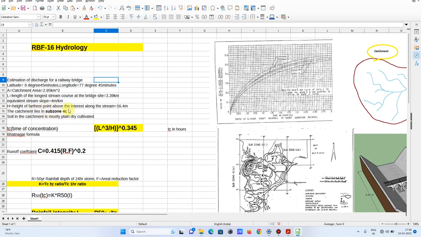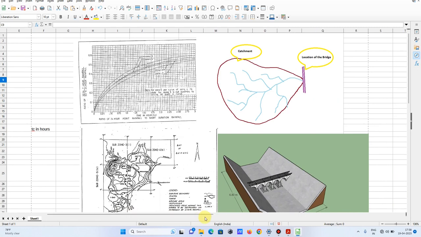The height of the farthest point above the intersection along the stream is 16.4 meters. They are telling us that the difference between the longest flow point and this bridge intersection is around 16.4 meters. That means the highest level of this catchment is 16.4 meters higher than the intersection point, which is the outlet point of the catchment.